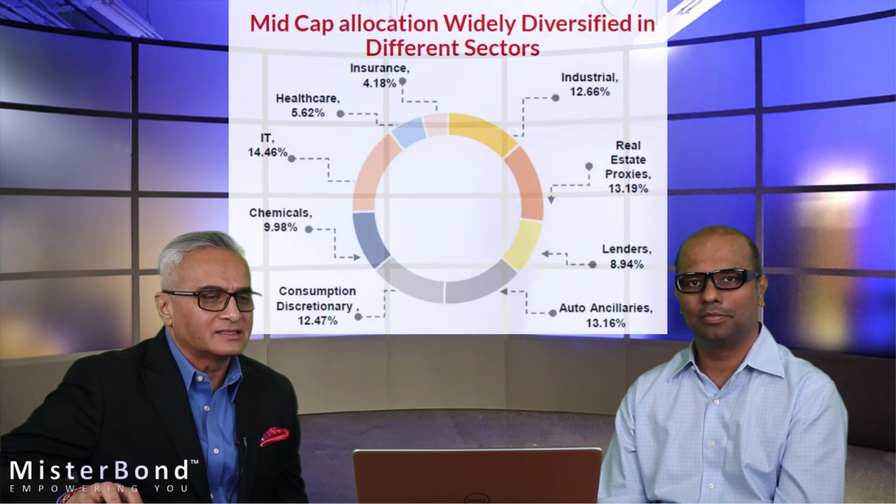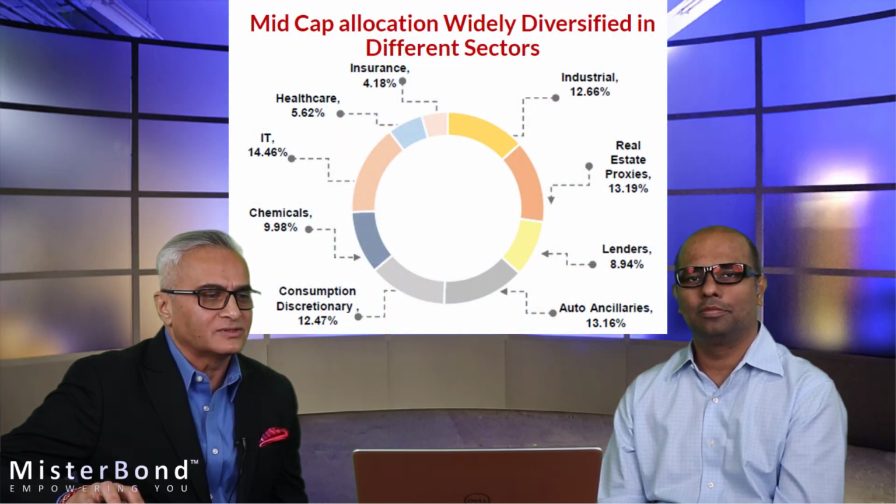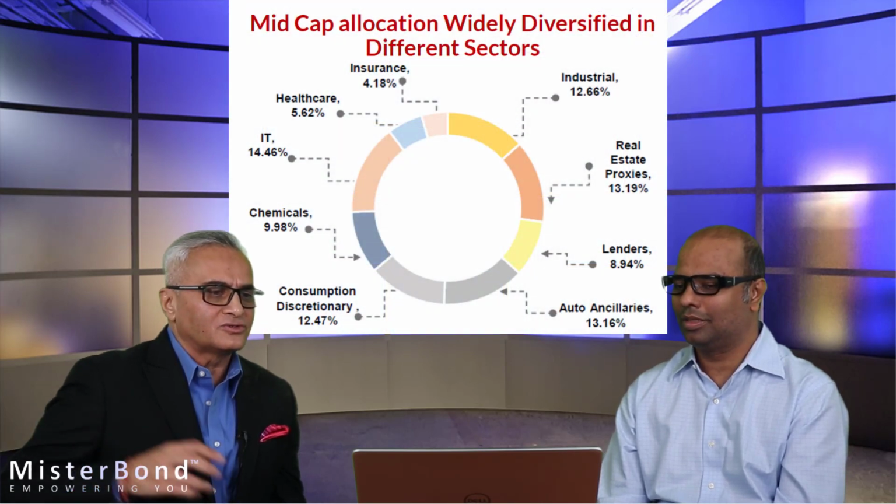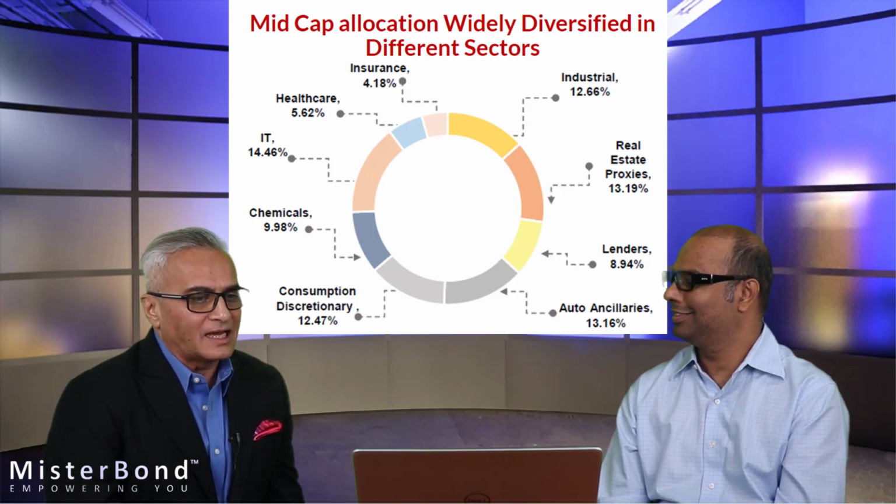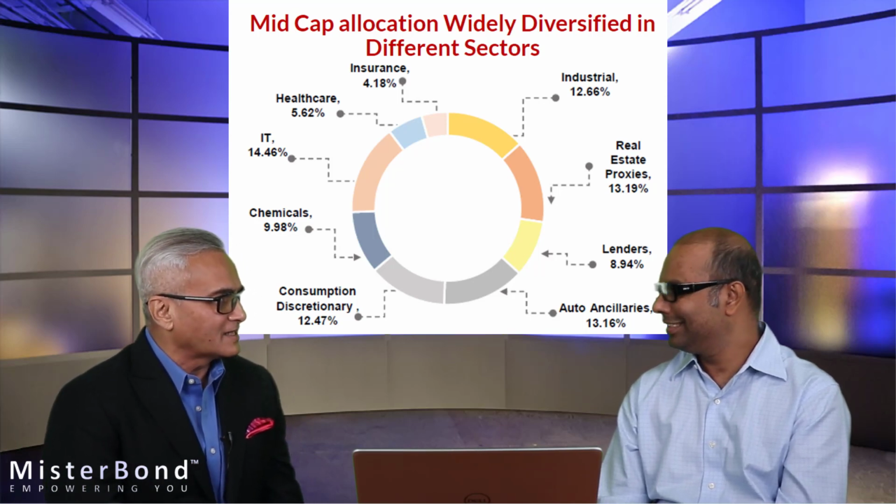Correct. Now, the mid-cap allocation is widely diversified under different sectors, overweight on IT, chemicals, consumption, auto ancillaries and industrials. And are you taking a contrarian view on IT? You have seen what happened in the IT stocks just a few days back. So, yes.